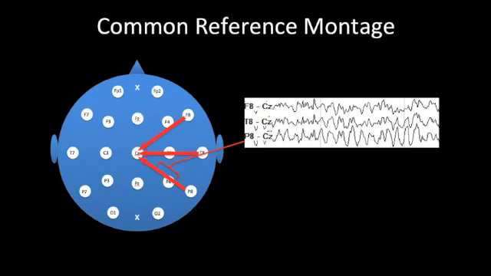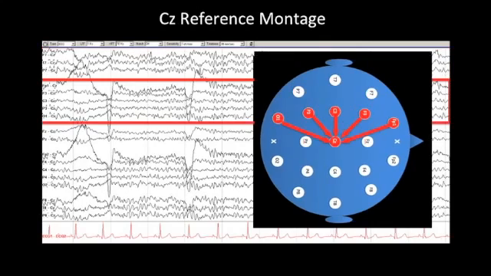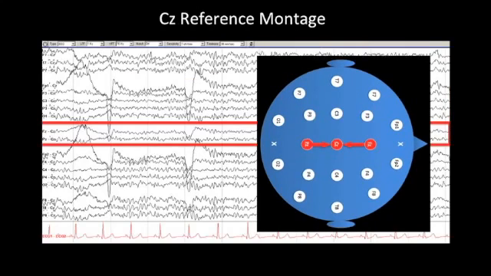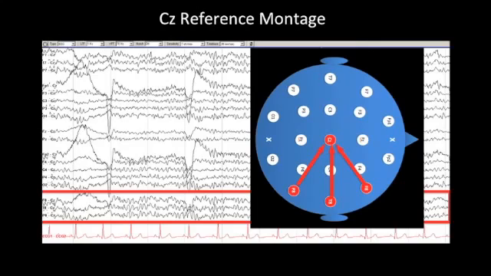In this way, we generate a chain much in the same way as we generated a chain in the anterior-posterior bipolar montage. This particular CZ reference montage is arranged in the same way as the anterior-posterior bipolar montage. First, we start with a left temporal chain, then a left parasagittal chain, then a midline chain, then a right parasagittal chain, and then a right temporal chain.